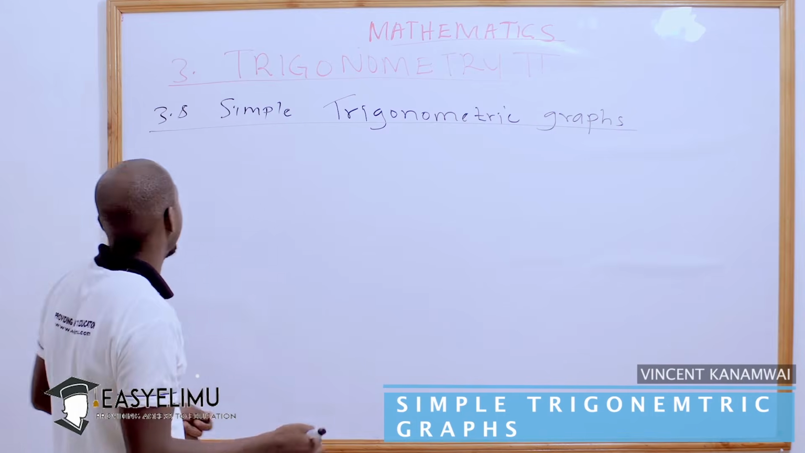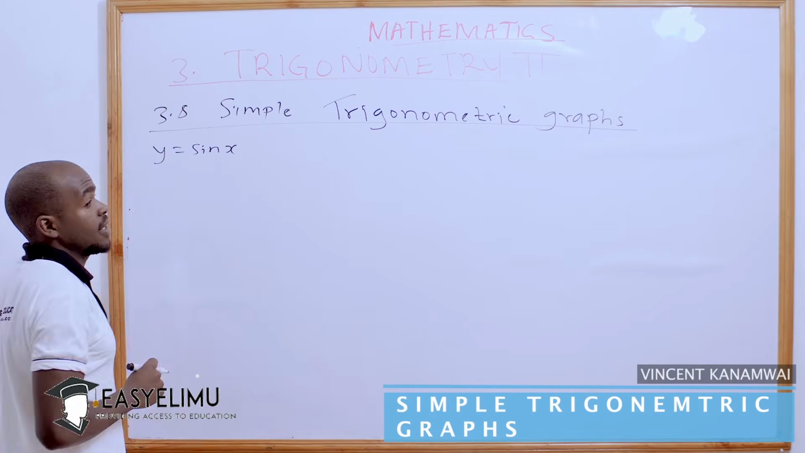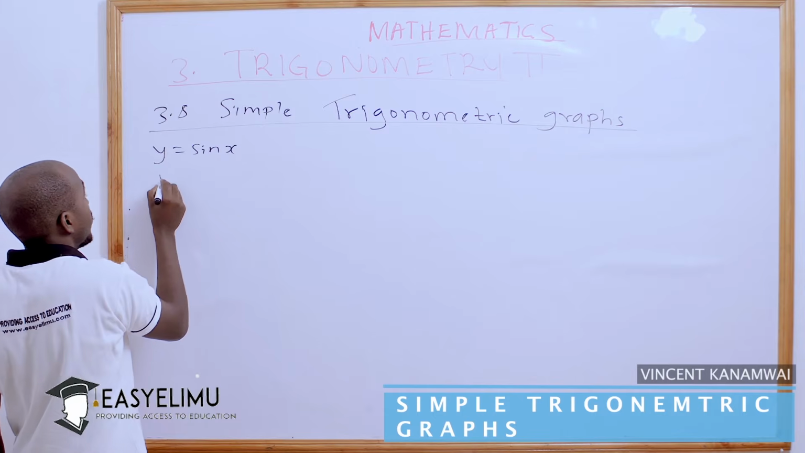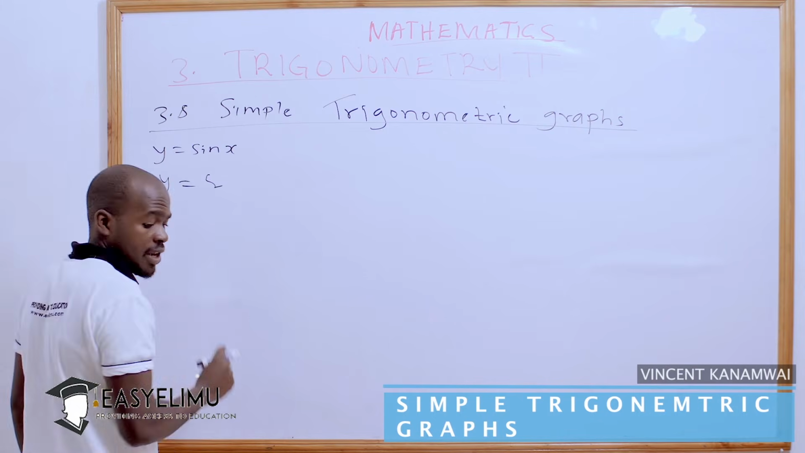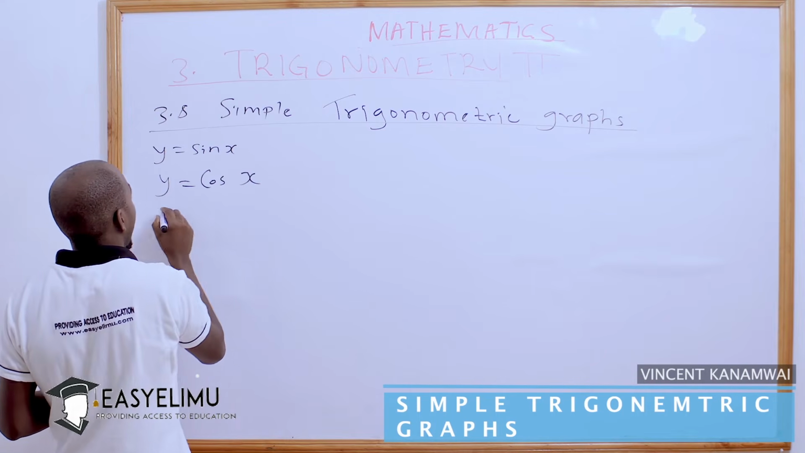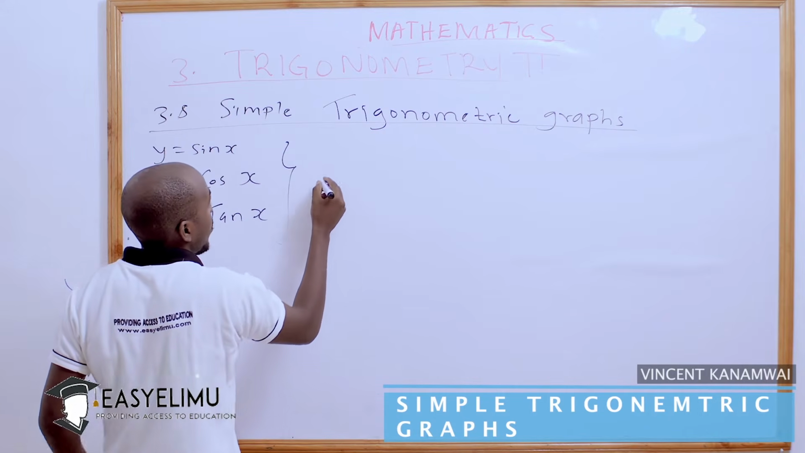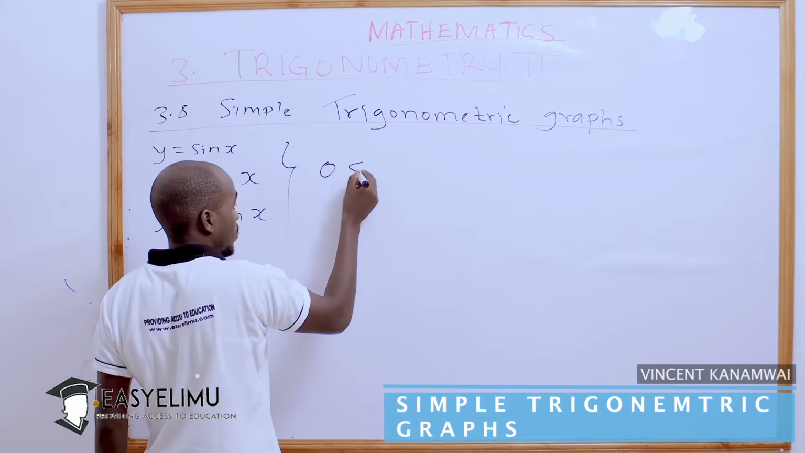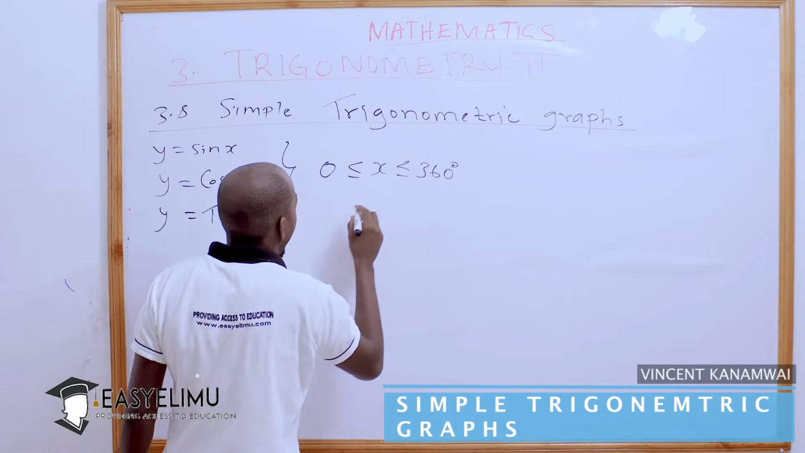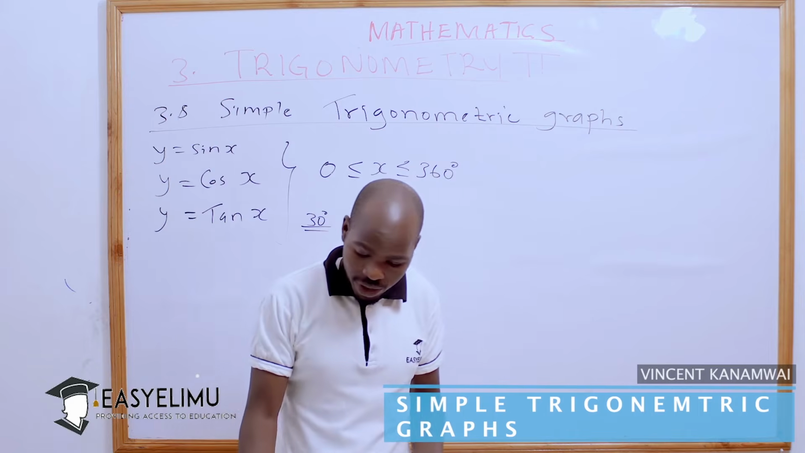For example, we shall be seeing y equals sine x, where x is between 0 and 360 degrees, and also y equals, let's say, cos x, and y equals tan x. All of this we shall see under the range of 0 ≤ x ≤ 360 degrees, with an interval of 30 degrees each. We shall see how we can find it.